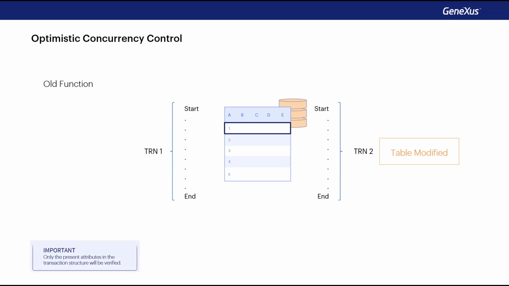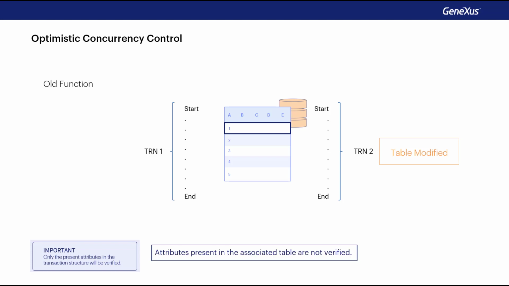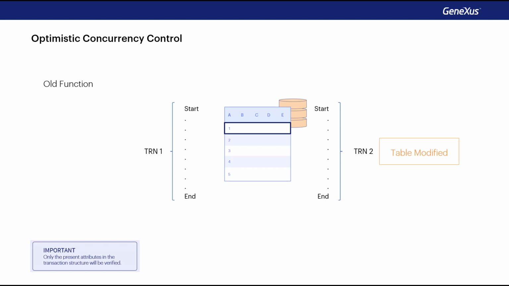It should be mentioned that only the attributes present in the transaction structure are taken into account. In other words, if there are parallel transactions with more attributes, they're not verified. This mechanism does not apply to attributes of types such as image, video, audio, long varchar, nor to those attributes inferred from the extended table that are updated by means of rules declared in the transaction. It only applies to attributes that are not part of the key, because the record is instantiated with them.